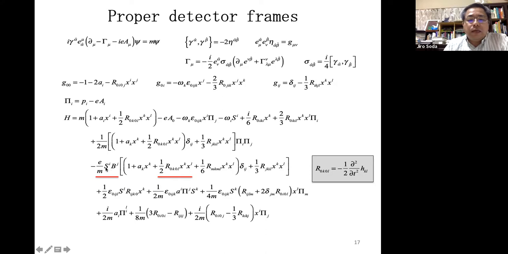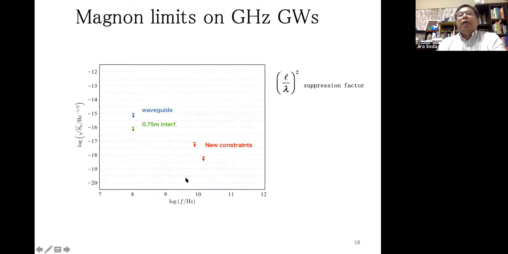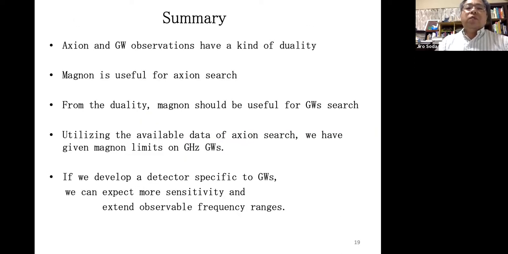Here you can see that there arises the interaction between the gravitational wave and the spin. But in this case, we have this derivative. So in order to obtain the effective coupling, we have to take the average in this part. Then after the averaging, we get this suppression factor. Here, L is the system size, say 0.5 millimeter, and lambda is the wavelength of the gravitational wave. So in our case, this gives rise to about 10 to the minus 3. Taking into account this suppression factor, we get this new constraint. And we get some constraint on the gigahertz gravitational waves.